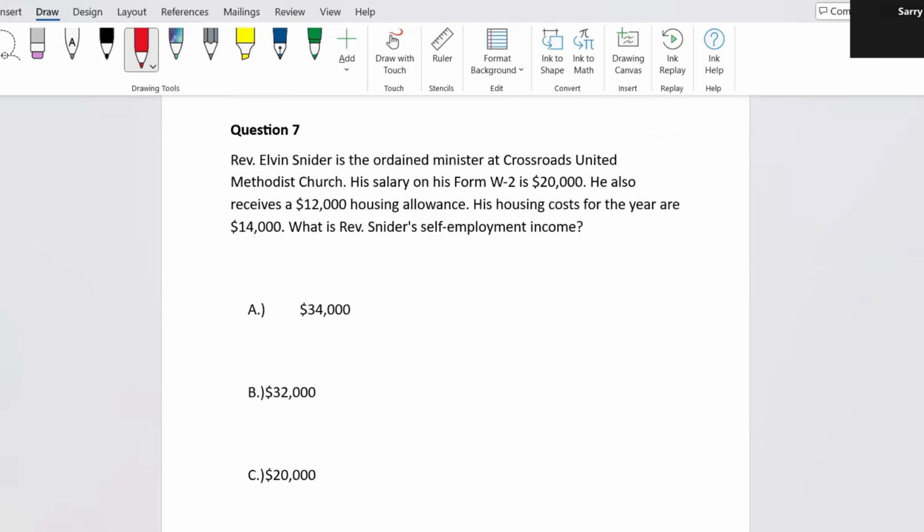Elvin is the ordained minister at his church. His salary on his Form W-2 is $20,000. He also receives $12,000 as a housing allowance. His housing costs for the year are $14,000. What is his self-employment income?